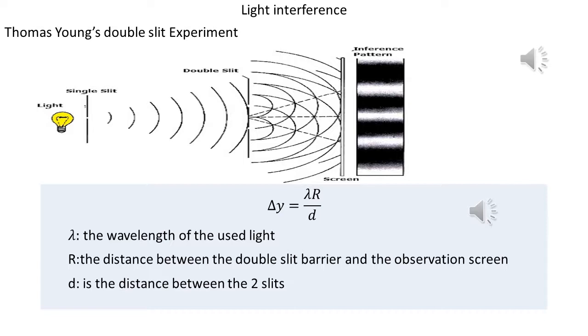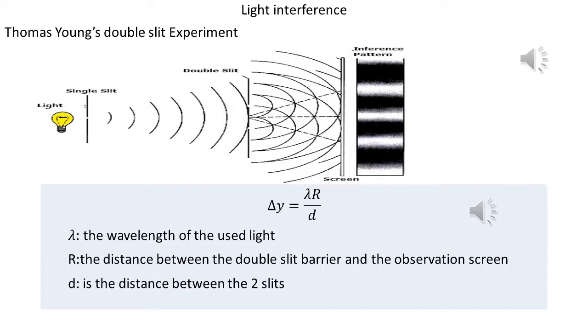Because when the crest of one wave meets the crest of another wave, it makes reinforcement and the intensity of the light increases. When the crest of one wave meets the trough of another wave, they weaken the intensity, decreasing the value of the intensity.